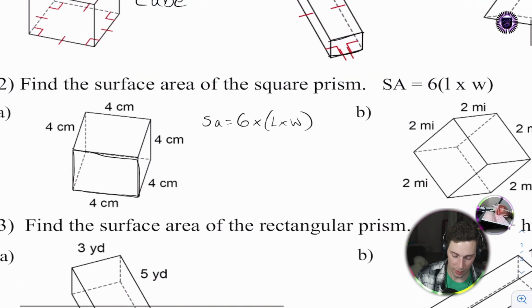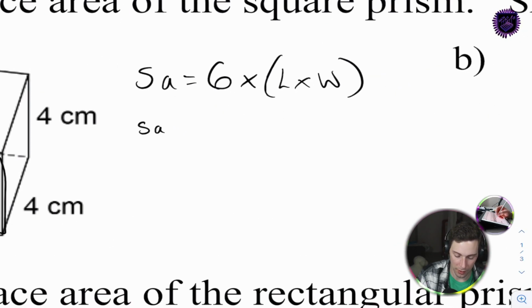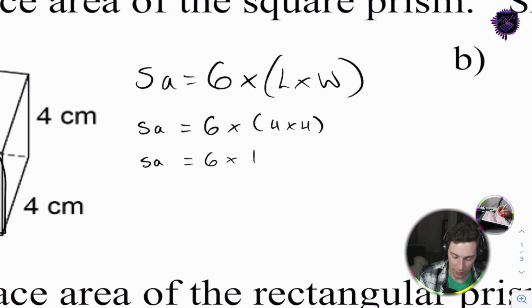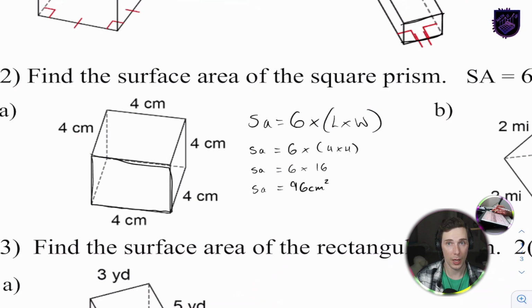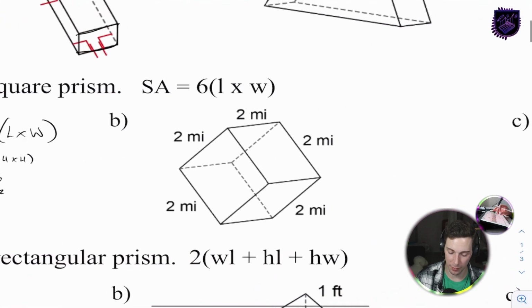So surface area will be equal to 6 multiplied by 4 times 4, or surface area will be equal to 6 times 16, and surface area is equal to 96 centimeters squared. So now it's centimeters squared, right? We're just talking about the surface area of this cube, not the volume yet. I'm not talking about volume yet.